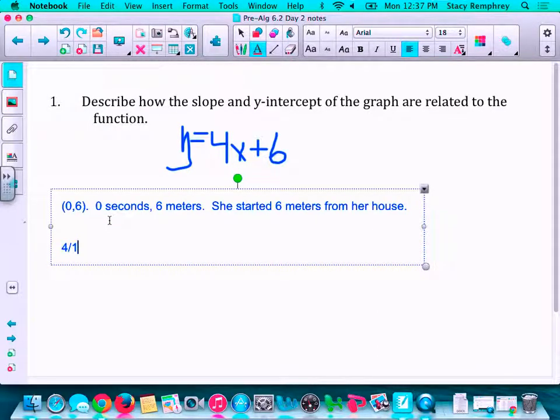Our slope was 4 over 1. Now, what did you subtract to get the 4? Did you subtract the meters or the seconds? I subtracted the meters on the top and the seconds on the bottom. So this means she travels 4 meters per second. And again, how did I get the 4? I subtracted meters. Look at the numbers you subtracted. What were they standing for, meters or seconds? So when I say describe that, that's what I'm looking for.